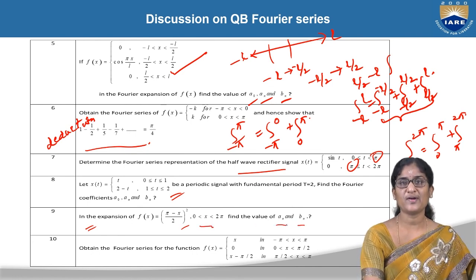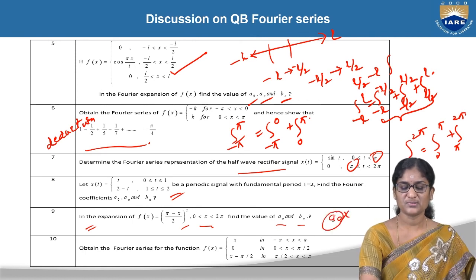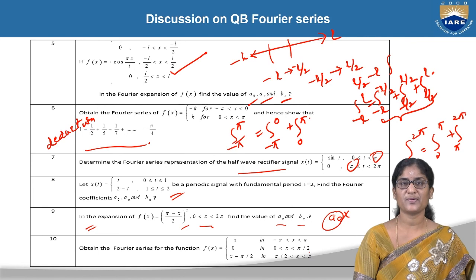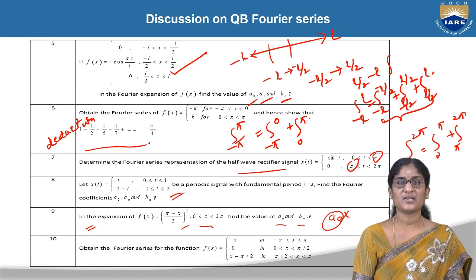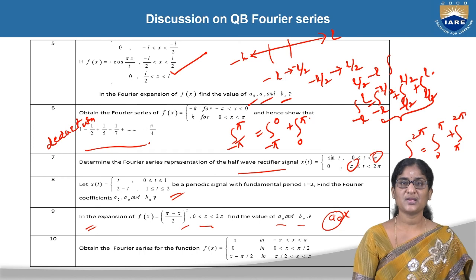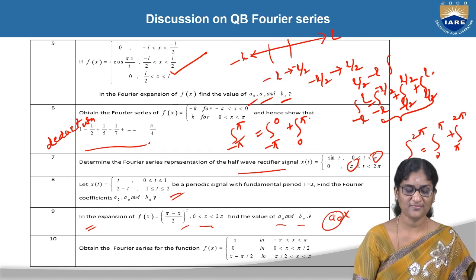An and Bn, only two values he asked you to find. There is no need to find the A0 value. Read the question properly. What values did he ask for? Did he ask for the total Fourier series, or only a particular Fourier coefficient? Based on that only you should move. Otherwise, he asks for one thing and we do the total thing, and it goes to waste.